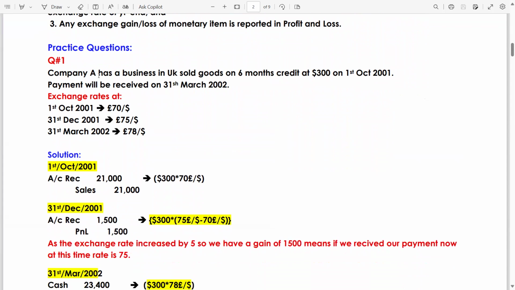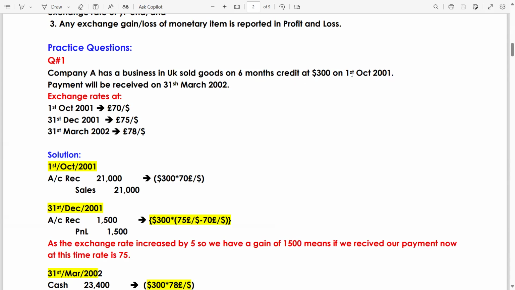Question number 1. Company A has a business in UK, meaning Company A operates in UK. The functional currency is the pound, GBP. Also, the presentation currency will be GBP. Company A sold goods on 6 months credit at $300. Remember, $300, it's not GBP, meaning they are dealing in dollars. But for the purpose of its presentation, it will have to convert it into GBP.